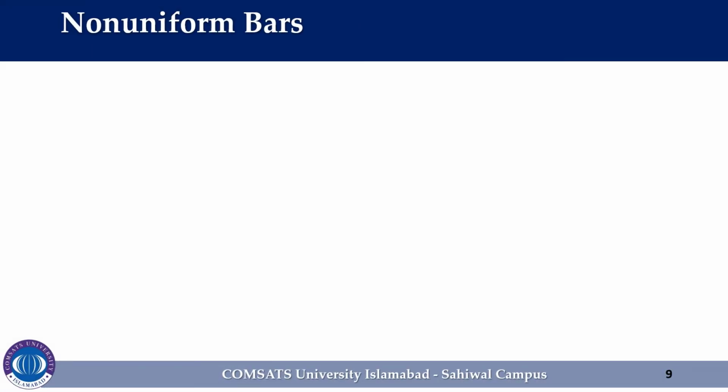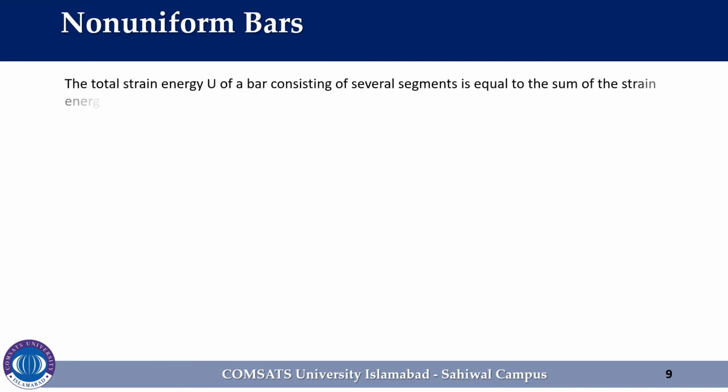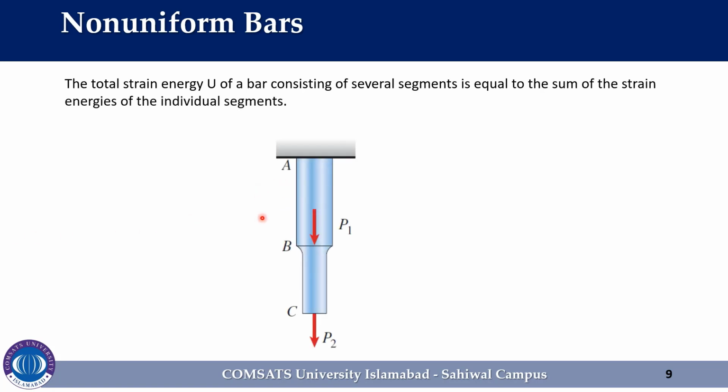Non-uniform bars. The total strain energy U of a bar consisting of several segments is equal to the sum of the strain energies of the individual segments. For instance, the strain energy of the bar pictured here in the figure equals the strain energy of segment AB plus the strain energy of segment BC. This concept is expressed in general terms by the following equation, in which Ui is the strain energy of segment i of the bar and n is the number of segments. This relation holds whether the material behaves in a linear or non-linear manner.